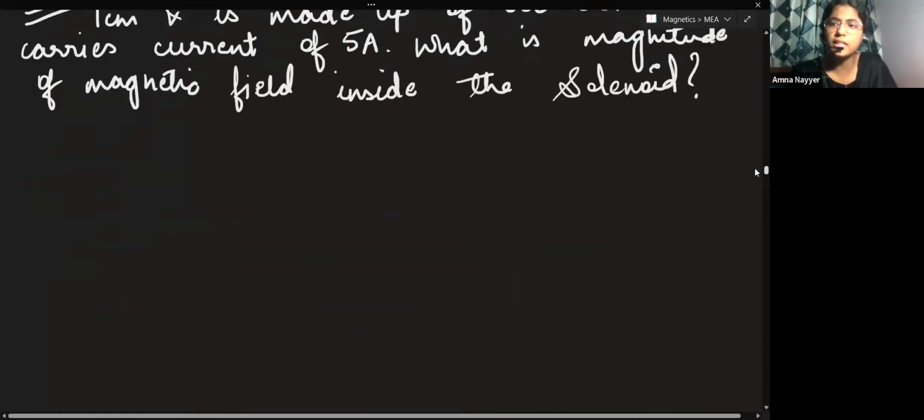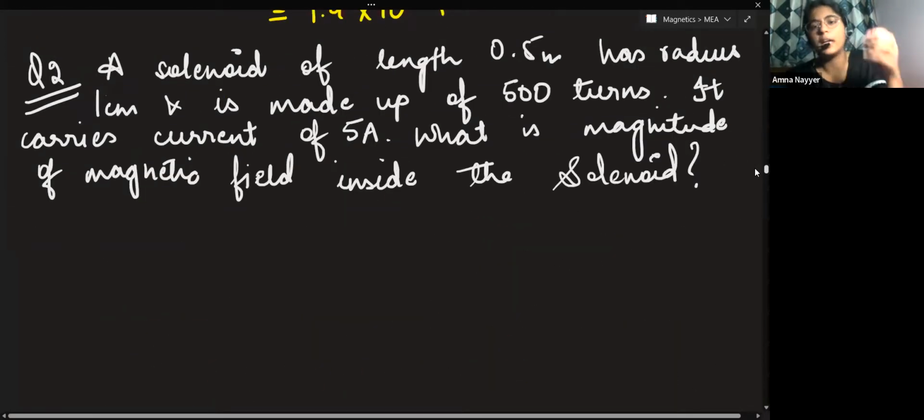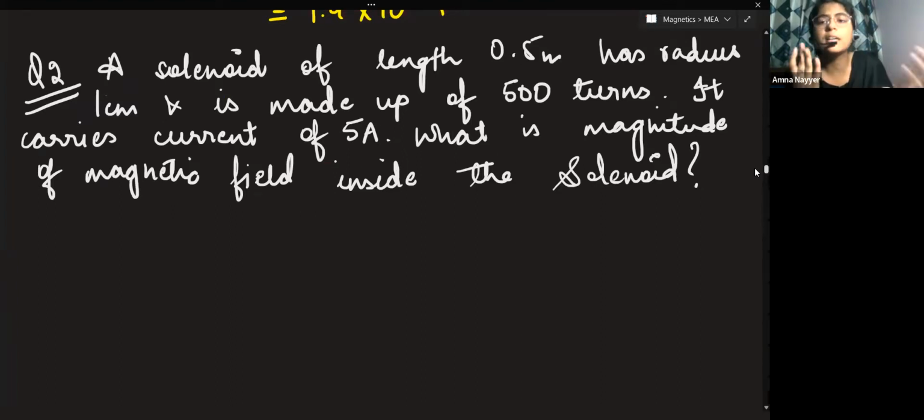Here the rest of the thing is the same. It's a long solenoid. Length and radius are given just to make a comparison whether it's a long solenoid or a short solenoid. It's a long solenoid. That is definitely clear with the help of length and the radius. You can compare the ratios of length and radius. That's fine. That's the same. But just look at the number of turns. It is given. It is not small n. It is actually capital N.